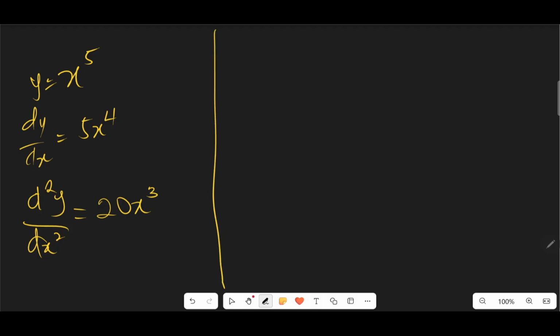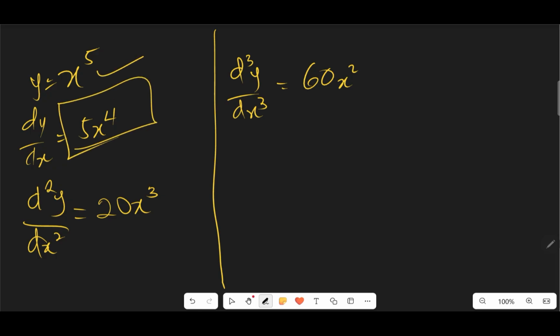Second derivative. Now if I go with d cube y over dx cube, it means that I'm going to the third derivative. So if I differentiate the 20x cubed, I'm going to get 60x squared. That is the third derivative. So I differentiated this one. The first time I got this, that's the first derivative.